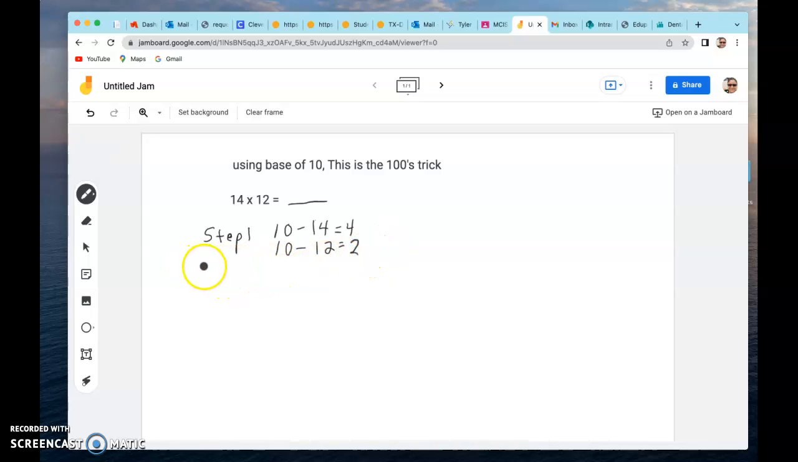Multiply, step 2. Multiply 4 times 2, which should give you 8. And since this is over 10, step 3.